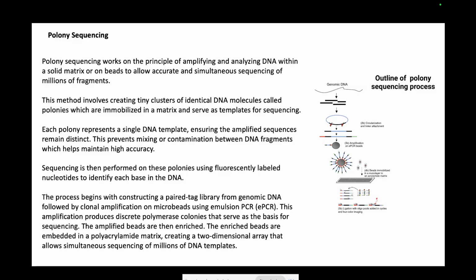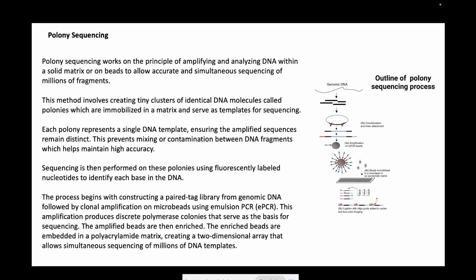Right. Polony sequencing works on the principle of amplifying and analyzing DNA within a solid matrix or on beads to allow accurate and simultaneous sequencing of millions of fragments. So this method is used to create tiny clusters of identical DNA molecules, which are known as polonies, which are immobilized in a matrix and serve as templates for sequencing. Each polony represents a single DNA template, ensuring the amplified sequences remain distinct. This prevents mixing or contamination between DNA fragments, and then sequencing will be performed on these polonies using fluorescently labeled nucleotides. Again, similar concept, fluorescently labeled nucleotides to identify each base in the DNA.